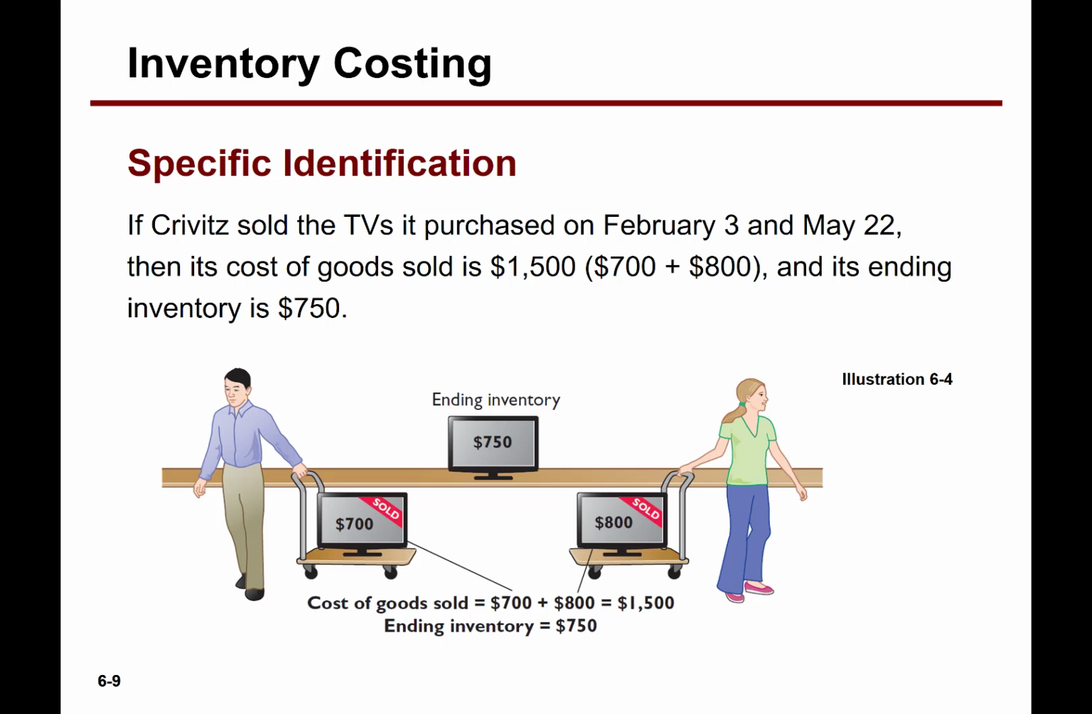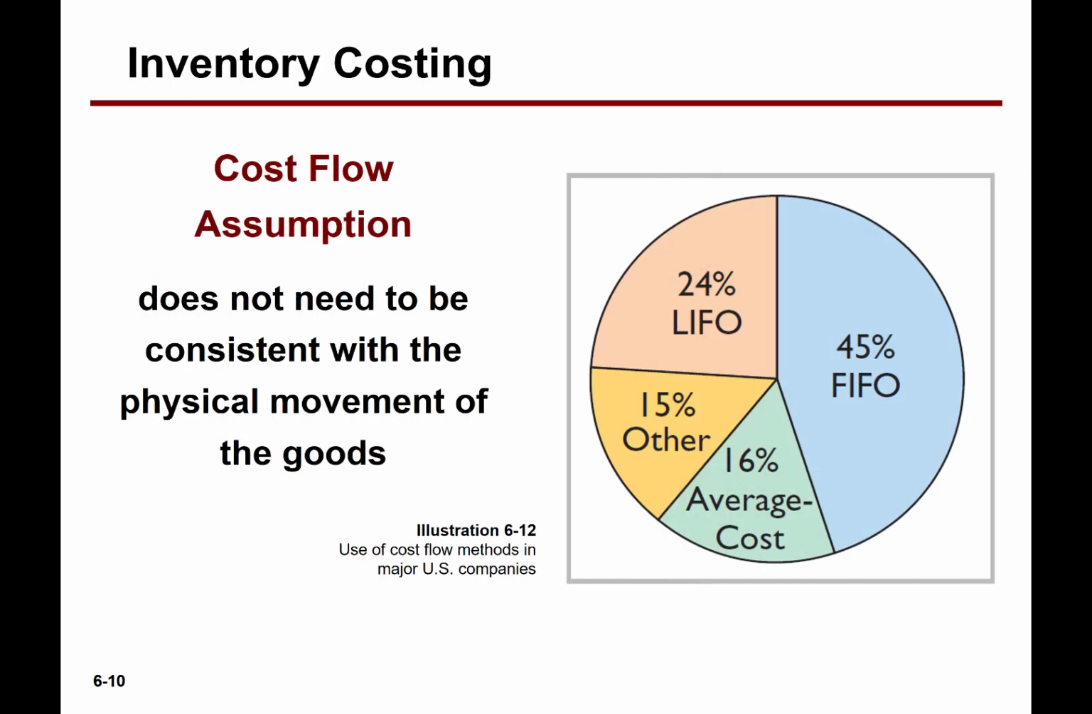But what happens? We have these items, these TVs. One is 700, one is 750, one is 800, right? The 750 is still in ending inventory, isn't it? Okay. And the cost of goods sold are these two that are being sold. 700 plus 800 is 1,500, right? So specific identification is a piece of cake, isn't it? You simply keep track of the cost of each item. As you sell it, you take it to cost of goods sold. And as you buy those items, you bring them in at their cost, and that's what's in your inventory. Okay? Okay, good.